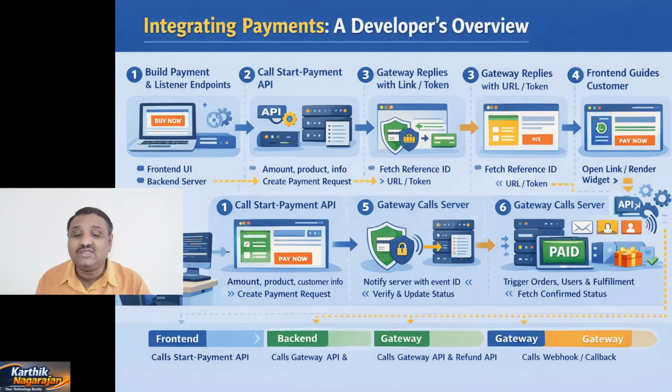The programmer builds the webhook or callback endpoint, for example, webhook/gateway-name. And when the gateway calls it, the backend must verify the message is genuine using a signature or shared secret. Then parse the event type and payment reference and update the local payment status to paid, failed, cancelled, or refunded.